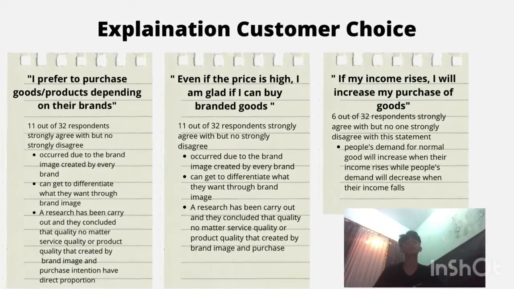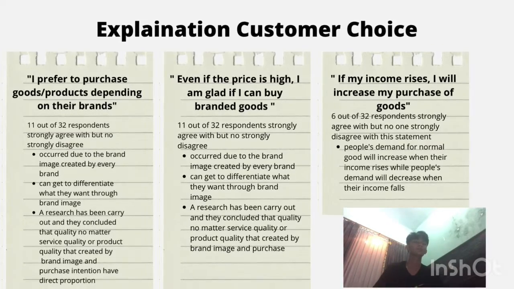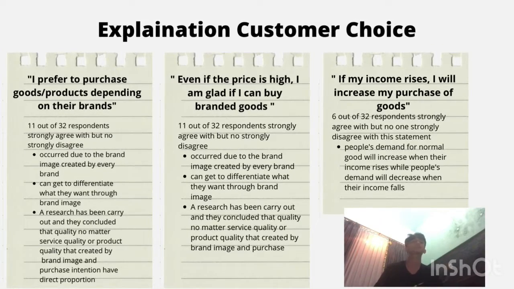Talking about point 302, it is about the support of the survey findings. The first is: I prefer to purchase goods or products depending on their brands. 11 out of 32 respondents strongly agree, but no one strongly disagrees. This occurs due to the brand image created by every brand.